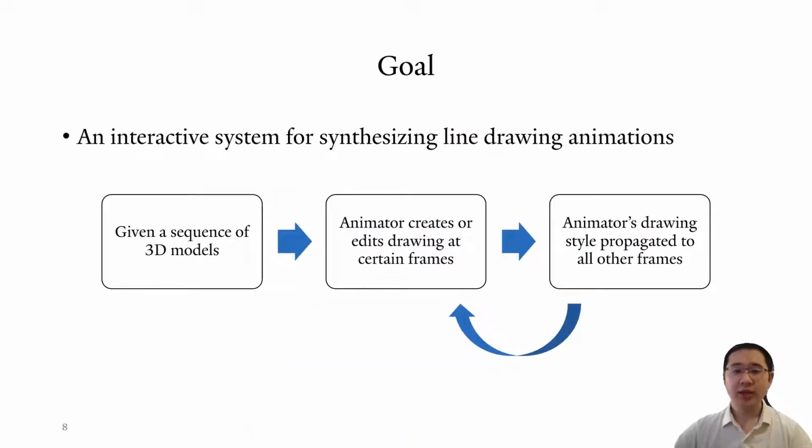Our goal is to create an interactive system for synthesizing line drawing animations. Given a sequence of 3D models, an animator creates drawings as some keyframes. We expect the system to learn the styles and propagate or interpolate to all other frames. The animator can then refine certain frames and iteratively edit the animation.